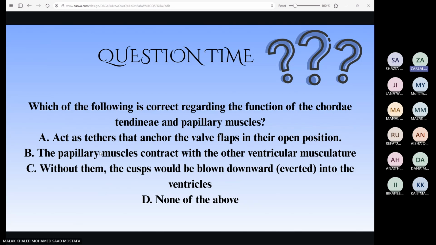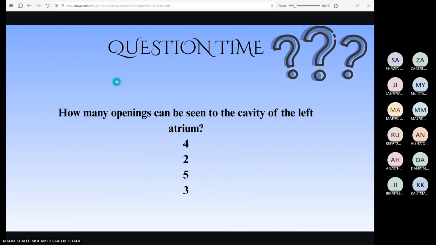Why is it B and not C? C says without them, the cusps would be blown downwards into the ventricles. Now, one part here is correct for the previous question, but it says opening to the atria, not from the atria to the ventricles. Do you get it? That's why it's 4 openings, not 5. Okay, thank you.